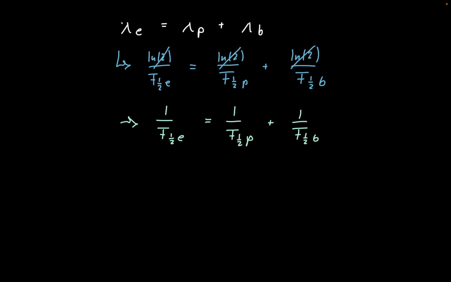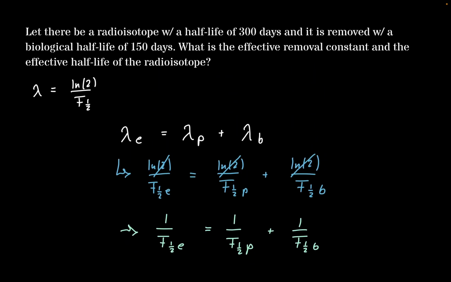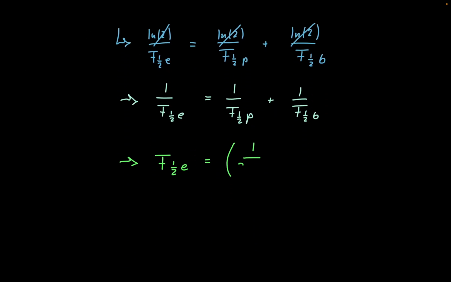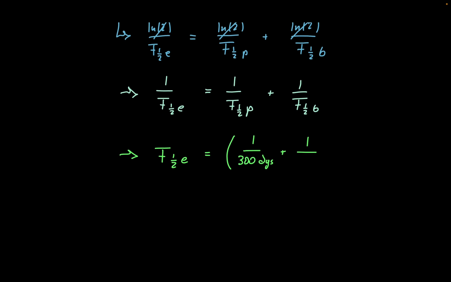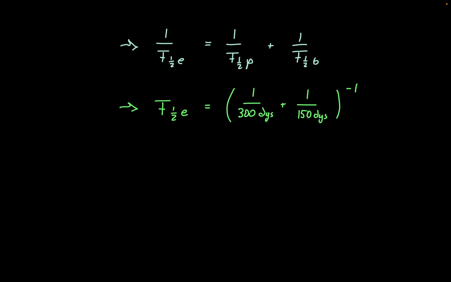Now we can essentially invert it. The effective half-life is equal to 1 over 300 days, our particle half-life, plus 1 over our biological half-life of 150 days, all to the power of -1. From here, we get an effective half-life of 100 days. There we go. Now we're halfway there.